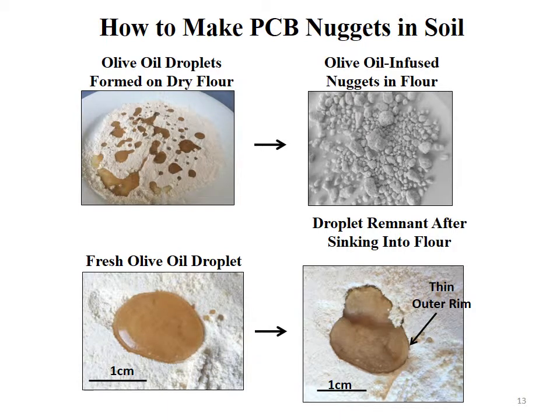It's from releases of PCB oil onto dry, fine-grained soil. They sink into the soil and form small nuggets. If you get a nugget in the aliquot tested by the laboratory, you get a high concentration of PCBs. Otherwise, you may not. And again, it's totally random.